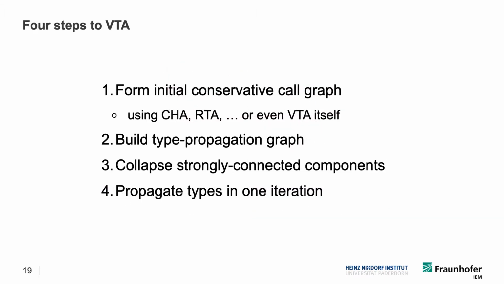And so the idea is that you first form an initial conservative call graph, which is usually done using CHA or RTA. So you do that up front. You can even do that using VTA in the next step. So basically you can construct a call graph, let's say, using CHA. You can then do VTA on top of that, which gives you a better call graph. And then, as it turns out, you can use that call graph again and do another run of VTA on top of that, so a second time. And that then has the potential to prune down the call edges further because you basically have a more precise call graph to begin with.